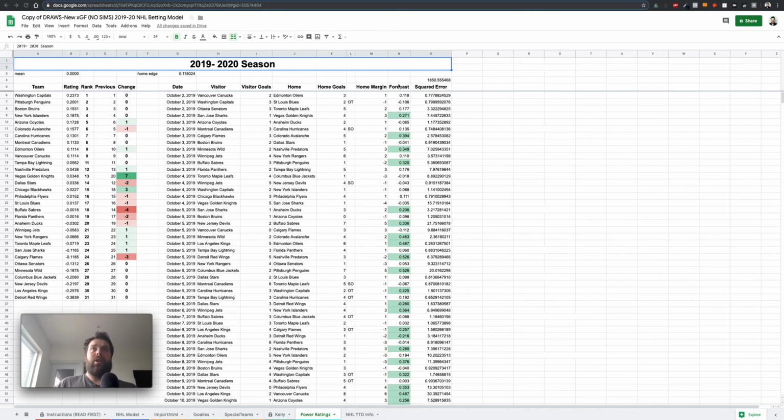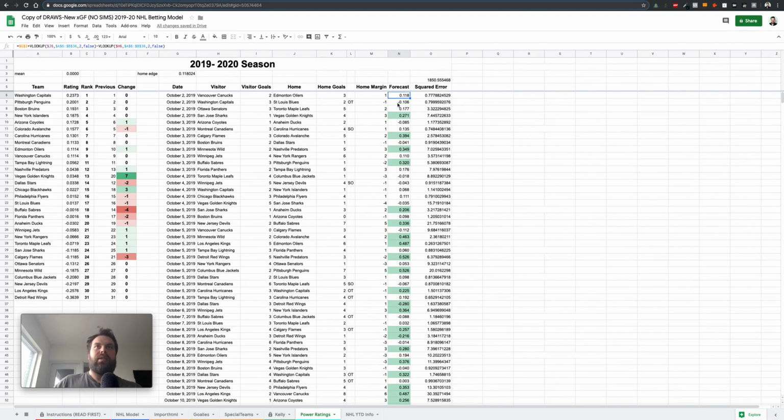I've gone through and calculated the outcome any time the forecast shows correctly. So here, this first one, 0.118, is just saying that the home team is essentially going to win by 0.1 goals. So obviously, win by one or zero, and they won 3-2. Anytime it's negative, that just means that's the edge for the visitor. So there's a negative home edge. All I'm doing is adding or subtracting from the home edge when I calculate my model.